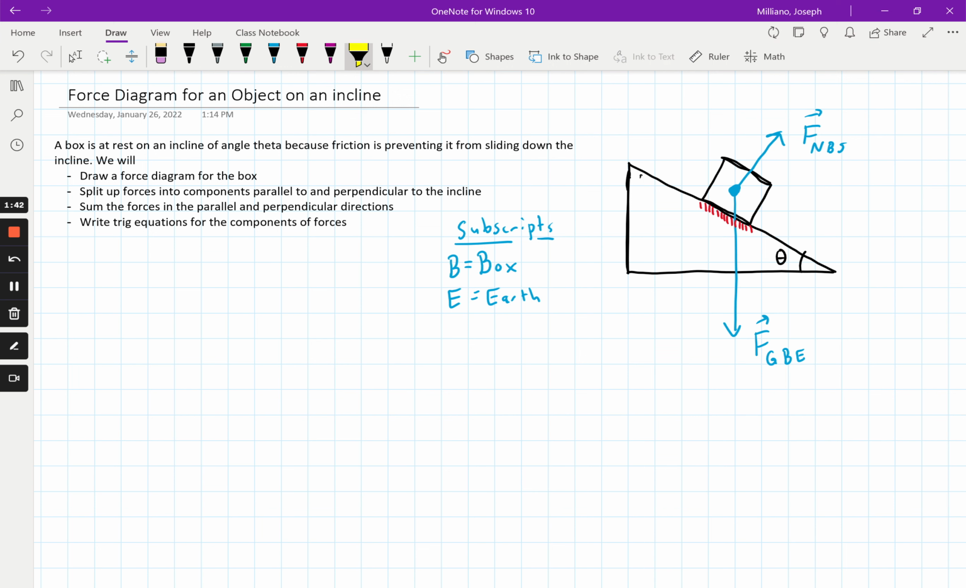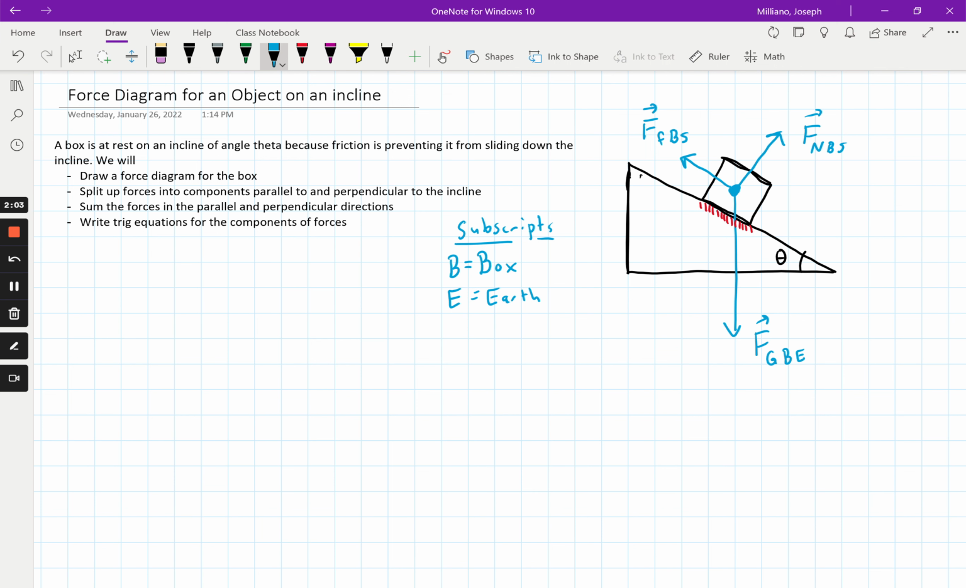Now the box would slide down in the absence of friction, but we do have friction here, and it's preventing that downward slide, and so this friction is pointing up the incline like that. And so we have a friction force that is exerted on the box by the surface. And those are the forces that are there.